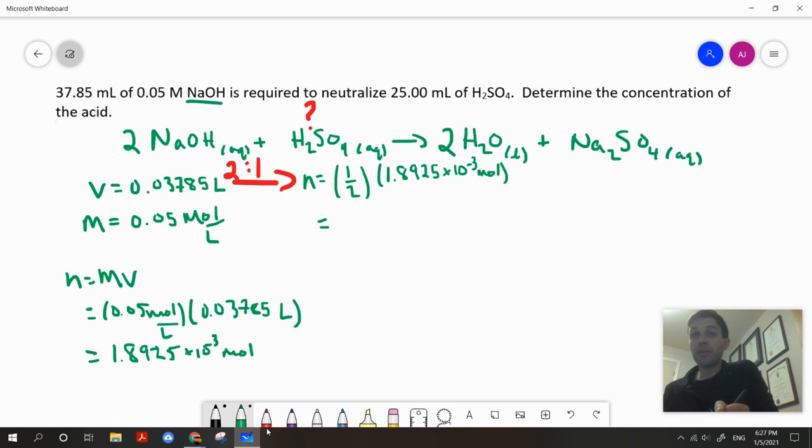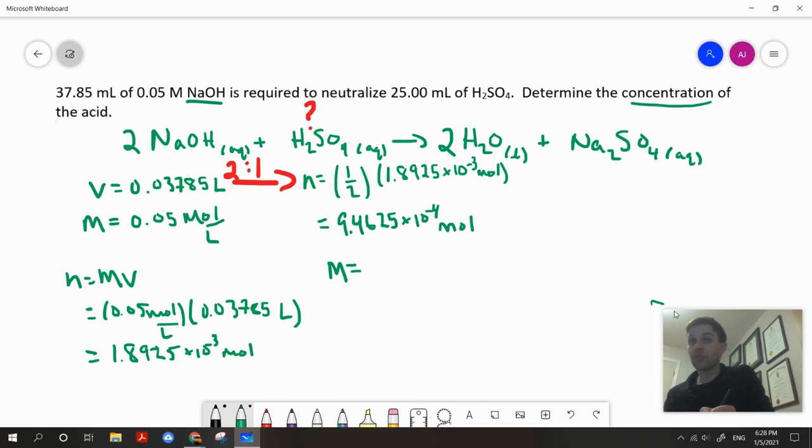Now, you might be able to do this one by inspection. It's a 2-to-1 ratio, so the moles of acid is always going to be half of the moles of base. So you're just dividing by 2. And now that I have the moles of my unknown substance, I'm going to determine the quantity that's asked for in the question, which is concentration.